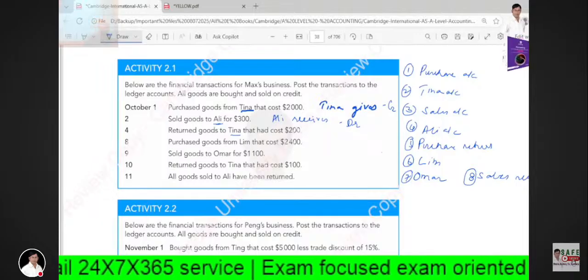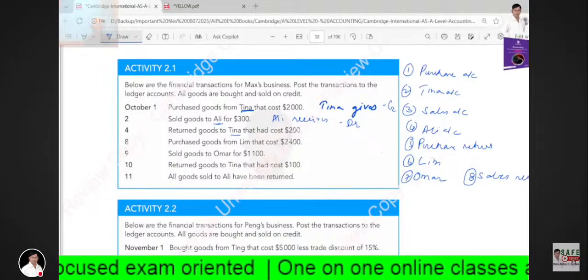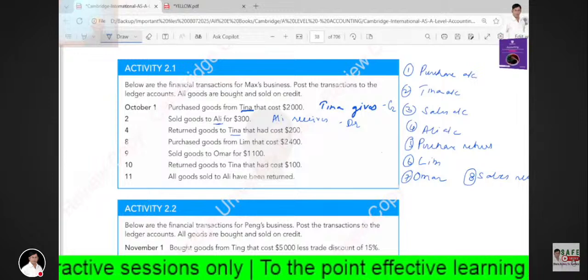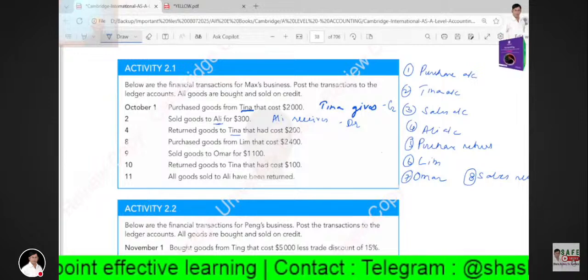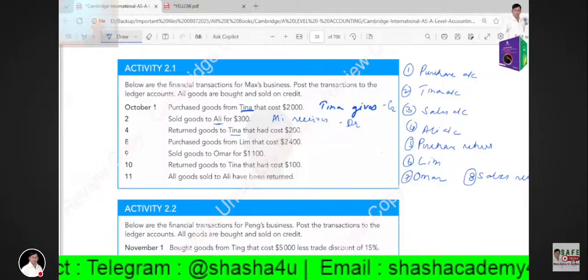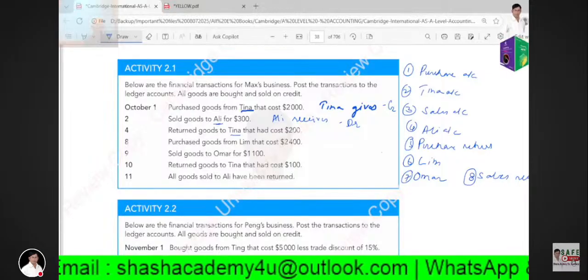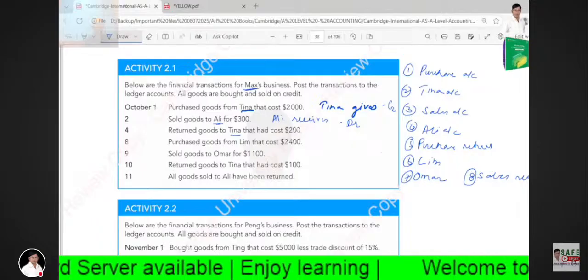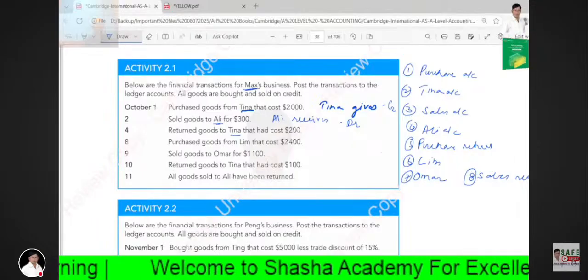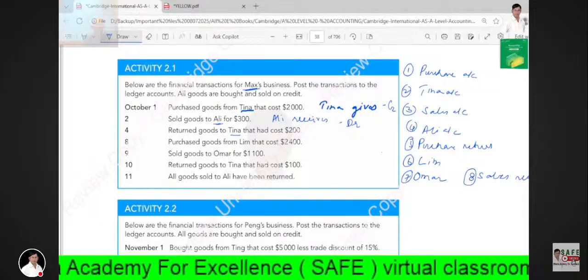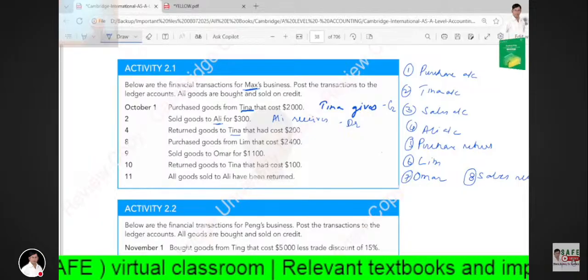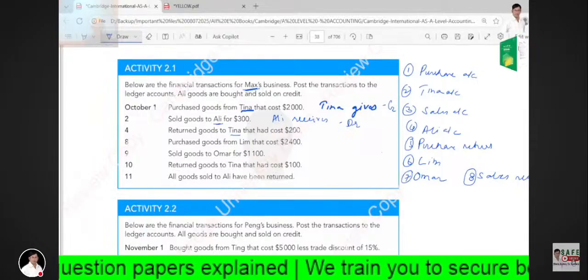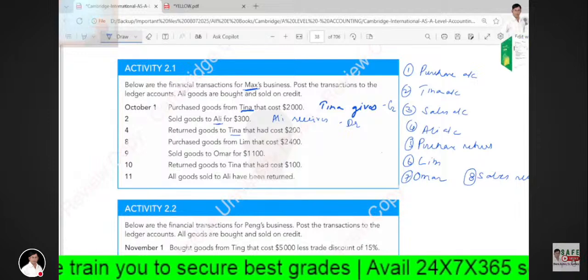A lot of students get confused with personal accounts. The rest of the accounts they do easily. Nominal accounts, expenses, they write as an expense. Income account, revenue account, they also write. Assets account, debit what comes in, credit what goes out, that also they write. But in personal accounts they mess up. They think from the point of view of Max's business, whether Max is giving or receiving. No, actually, you have to see what position Tina is in. So Tina gives, Ali receives. This is very, very important.